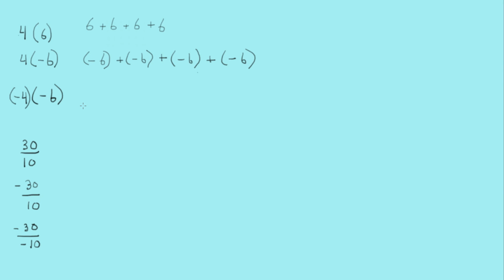This is a quick review of multiplying integers. I have 6 problems on the left-hand side, and I'm going to go through them one by one. Starting with number 1, I have 4 times 6.